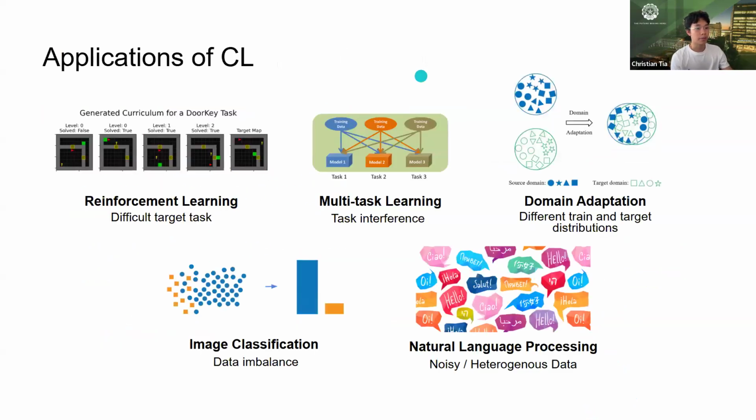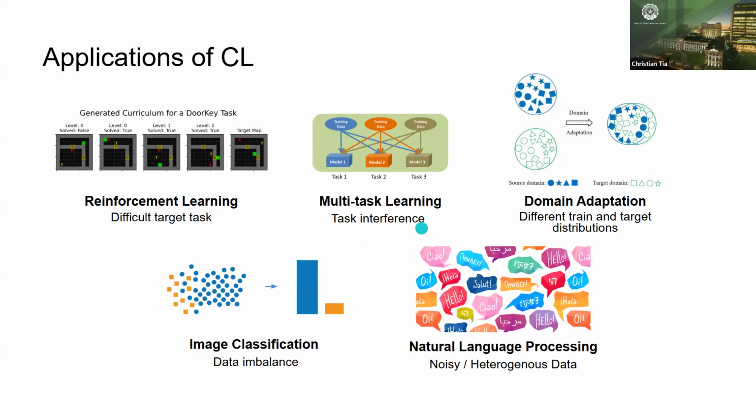So there are many different applications of curriculum learning, and it's not just limited to image classification. I decided to include them all here. For reinforcement learning, let's say you have a very difficult task, and training directly on that target task would lead to poor performance because of its difficulty. So you could implement a curriculum that would slowly guide the model towards solving that problem. So that's reinforcement learning, helping solve a difficult learning task.